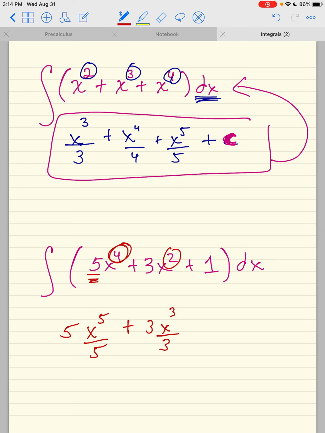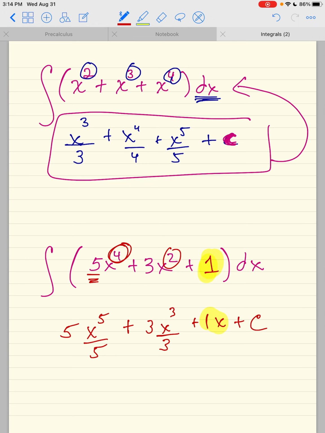Now, one of the biggest mistakes that people make is they say the integral of 1 is 0. Well, the derivative of 1 is 0. The integral of 1 is 1x. Don't forget our plus c. You have to ask yourself, what gives me? So in this case, you say to yourself, what gives me 1? Well, if I took the derivative of 1x, I would get back 1.